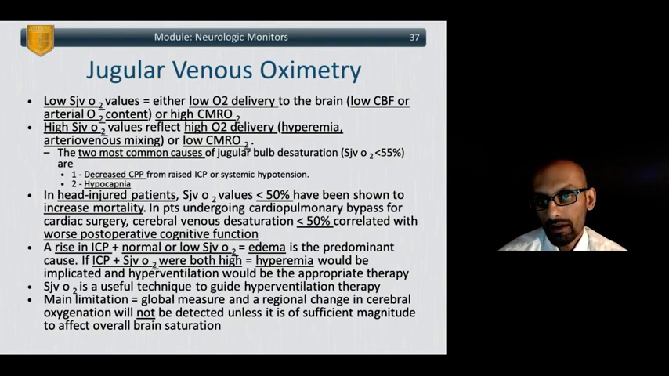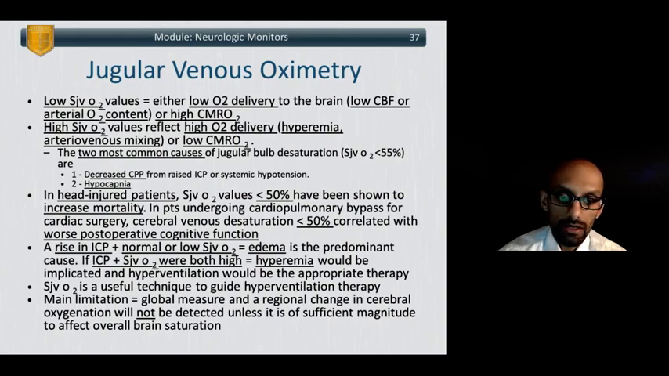The two most common causes of jugular bulb desaturation, meaning saturation less than 55%, are decreased cerebral perfusion pressure from elevated ICP or hypocapnia. In head-injured patients, saturation values less than 50% have been shown to increase mortality. In patients undergoing cardiopulmonary bypass for cardiac surgery, saturations less than 50% also correlated with worse outcomes in terms of cognitive function.